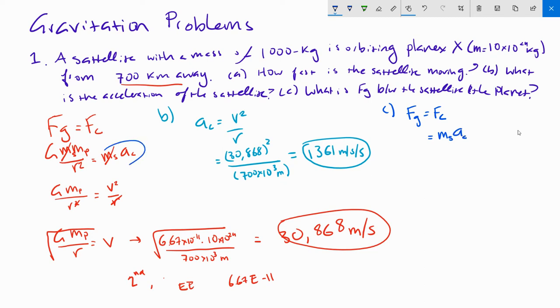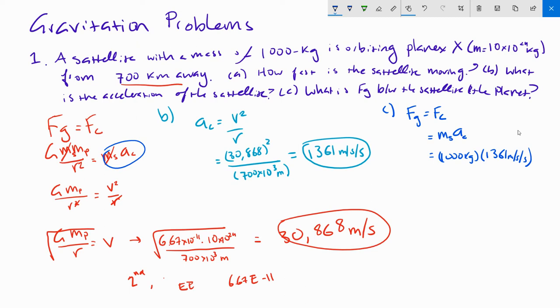So the same thing that we said over here. This is just Newton's second law, mass times acceleration is equal to your force. This is why we had to have the mass from the satellite for this problem. So 1,000 kilograms times that centripetal acceleration, which we got before, which is 1361 meters per second per second.